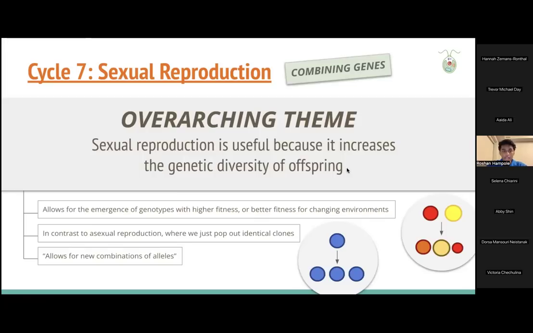If we contrast this to asexual reproduction, or just popping out identical clones, what we find is that since sexual reproduction gives us diverse offspring, these offspring can have greater fitness than the parents. They can have fitness that allows them to adapt to changing environments. Whereas with asexual reproduction, it's the same exact genome and fitness every single generation, so it might not be able to respond to changing environments. So this idea of increased genetic diversity of offspring is what they're referring to whenever they say sexual reproduction allows for new combinations of alleles. Next slide.